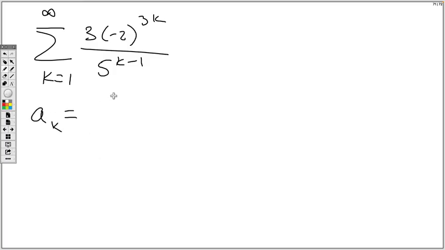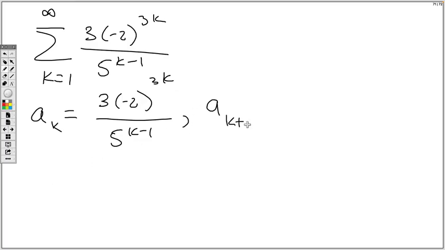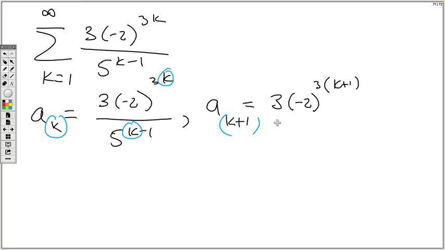So once again, the kth term, negative 2 to the 3k, 5 to the k minus 1, a sub k plus 1. Everywhere we see a k, we're going to replace it with the quantity k plus 1. 3 times the quantity k plus 1 over 5 times the quantity k plus 1 minus 1.